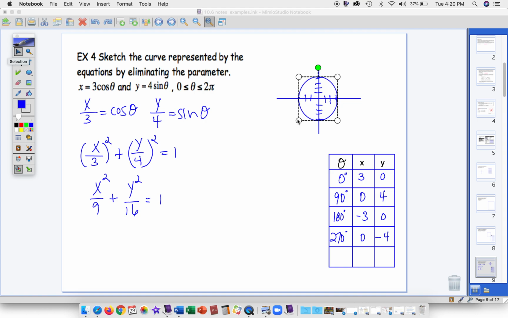And then the last thing I'm going to do is include that orientation. So remember, the orientation is determined by the order in which you plot your points by increasing values of theta. So if we start at 3, 0, the next point we plotted was 0, 4, then -3, 0, then 0, -4. So this graph has counterclockwise orientation. So we just throw a few arrows onto there to show the orientation of the curve. And that completes the sketch.